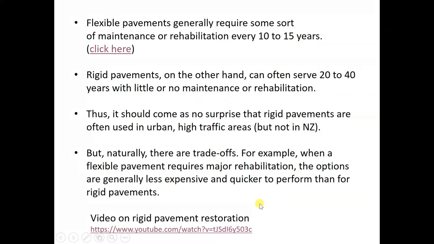For example, New Zealand has some earthquake risk. If there is an earthquake and the rigid road pavement gets damaged, it is quite hard and tedious to repair. Whereas for the flexible pavement, they can just clear up the debris, relay the road, do the pavement again, and lay another layer of asphalt. It's easier. Whereas for the rigid pavement, you've got all the steel rebars to take care of. The video, I think you can just look at it later on. I'm not going to go through the video for the rigid pavement restoration.